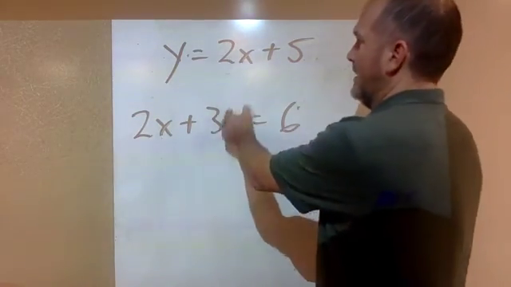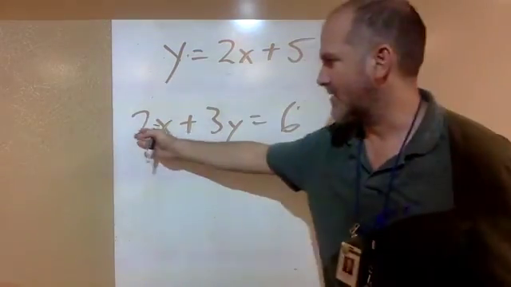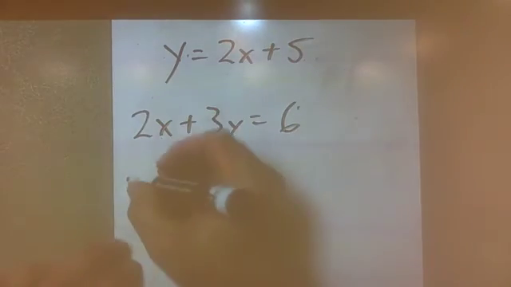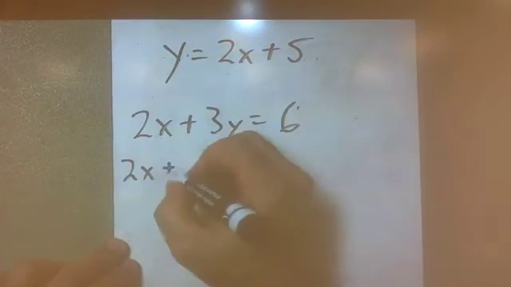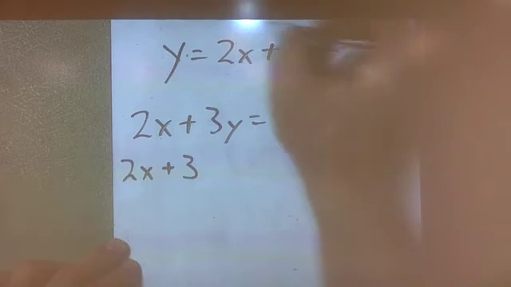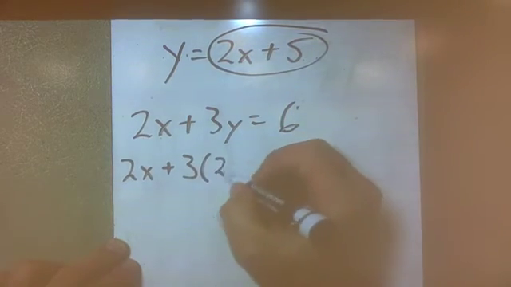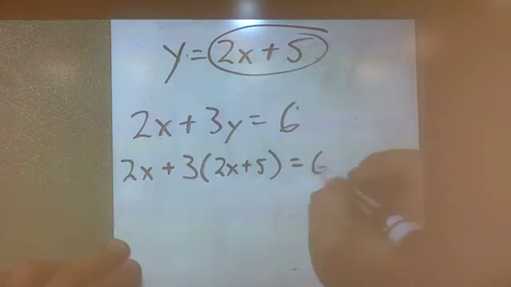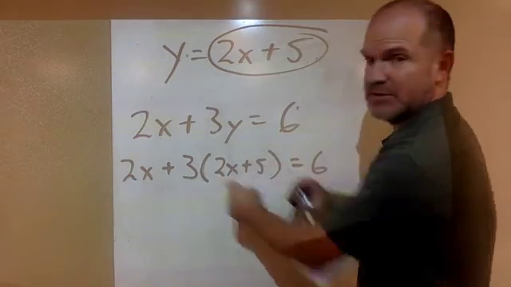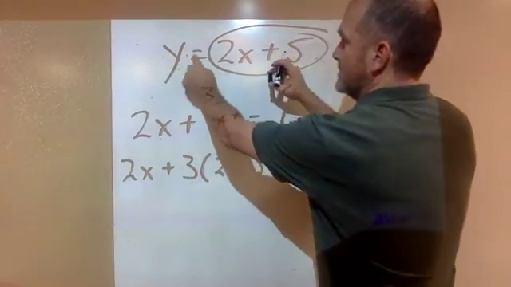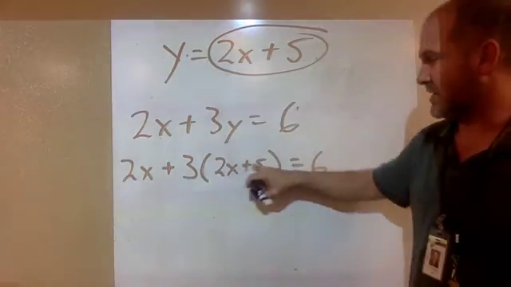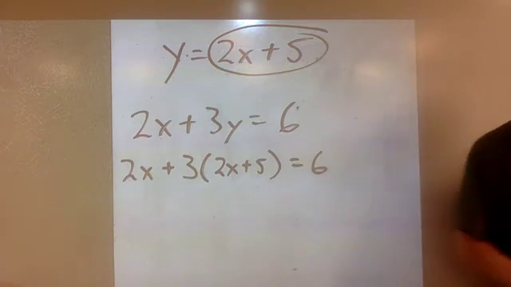So if we get rid of that y and make it a 2x plus 5, now all we have are x's here. We only have one variable, and that's what we want. We've eliminated our y. So let's do that. 2x stays 2x. This is 3 times whatever this y is, and this y is all of that. So this is 3 times 2x plus 5 is equal to 6. These two things are the exact same. 3 times y or 3 times 2x plus 5 means the same thing because y and 2x plus 5 are equal to each other. All right, so you can use either one. We're using the 2x plus 5, so now we only have x's. Now we can solve for x.